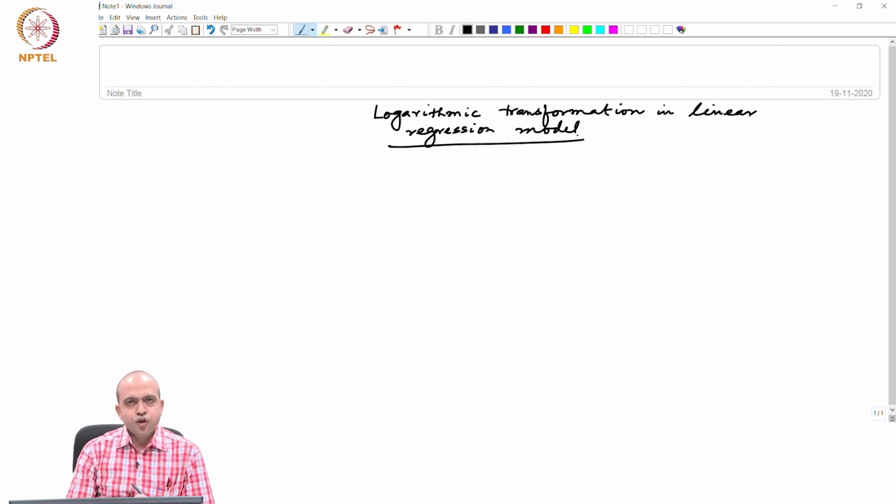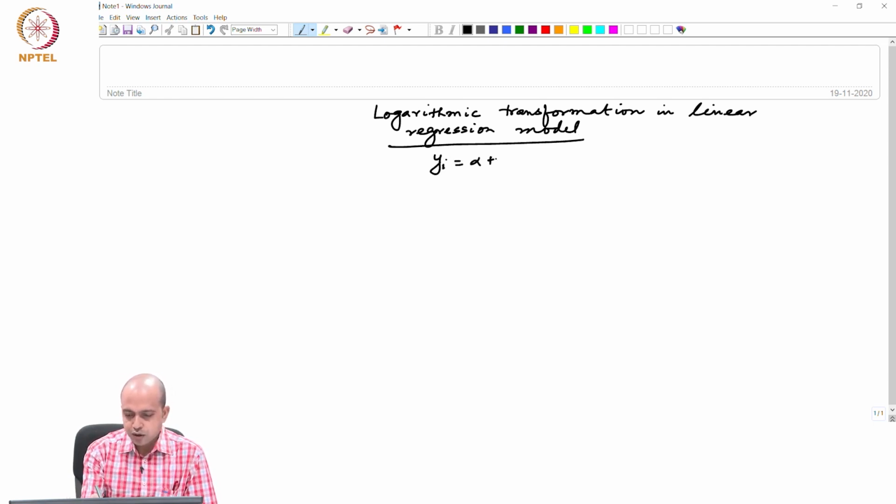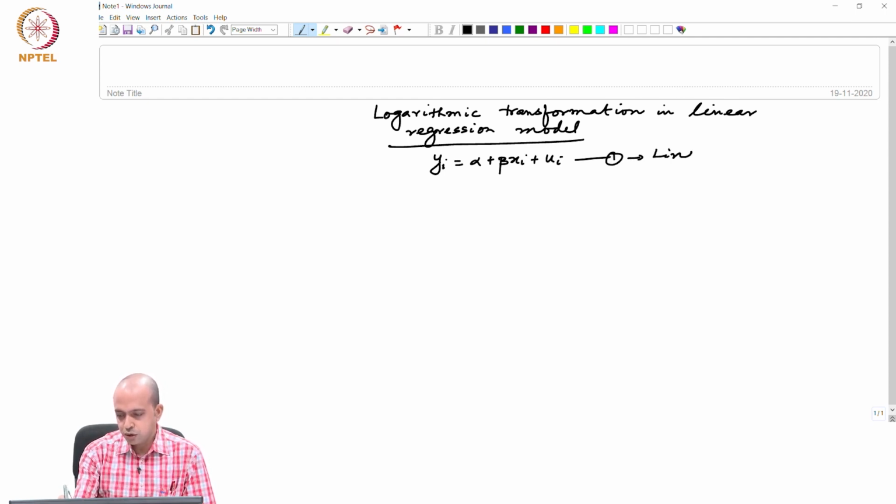So far the econometric models we were discussing were linear in nature. That means our model was like this: yi equals alpha plus beta xi plus ui. Let us say that this is model 1, which is called the linear model.